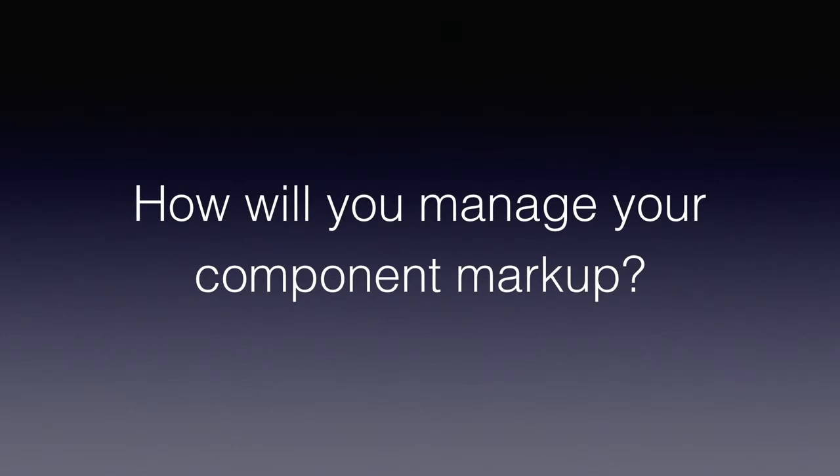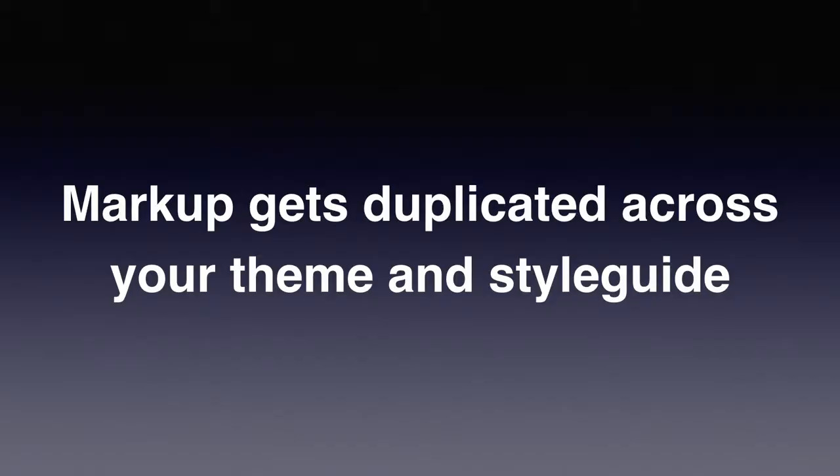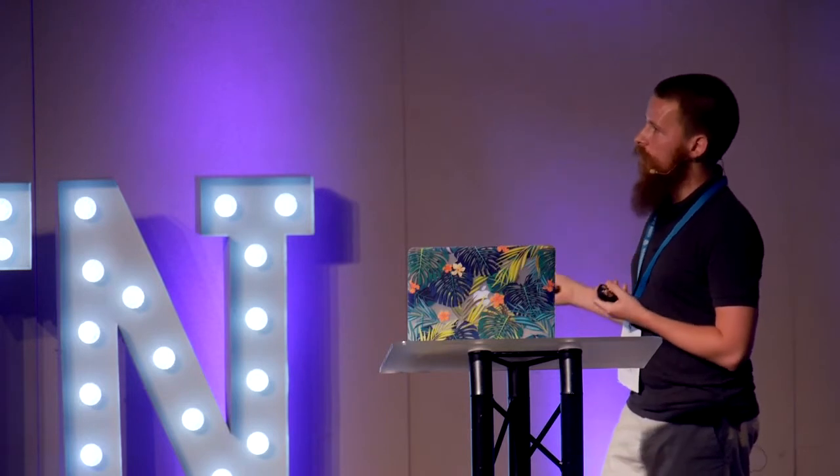And then the next question, which is maybe slightly bigger and a bit more ambiguous, is how will you manage your component markup? There are two options here. The first and default one is that markup gets duplicated across your theme and your style guide. So when you go to your style guide and you say, oh, there's a component I want to use, you just select the markup and paste it into your theme. And then maybe you end up with lots of different instances of that across your theme, which is difficult to maintain, because even normally having your markup spread across would be difficult to maintain. But when you've got the style guide as well, you might have developers who are going in and editing the theme directly, making changes, and forgetting, maybe deliberately, that they also need to update the style guide markup as well. And if you have a very big site, then this can become more and more of a problem.